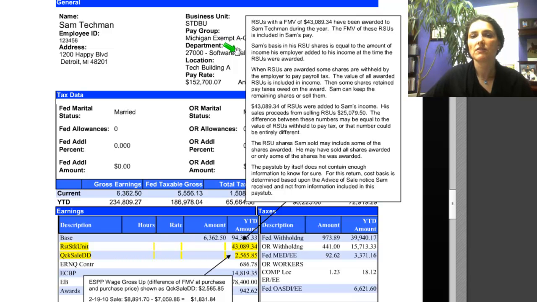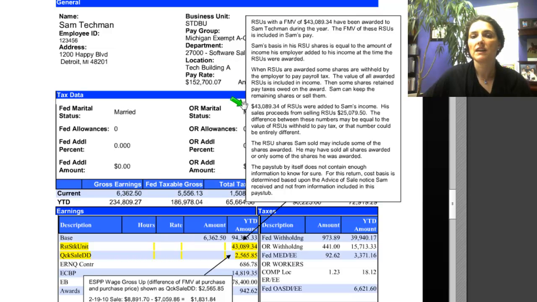Sam's basis in his RSU shares is equal to the amount of income his employer added to his income at the time they were awarded. When RSUs are awarded, some shares are withheld by the employer to pay income tax. The value of all awarded shares is then included in his income. Then some shares are retained to pay taxes owed on the award, and Sam gets to keep any amounts that are remaining, or he can choose to sell them.